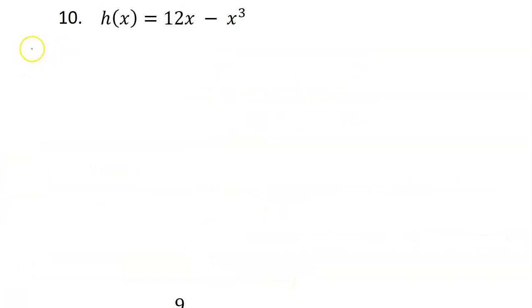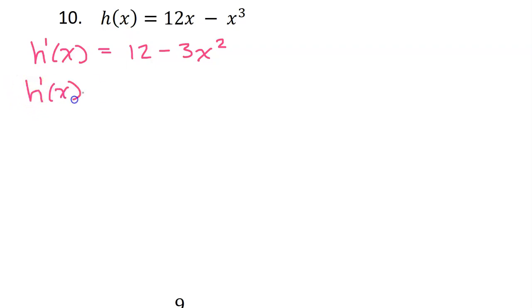Let's do the same thing for number 10. Start by finding the derivative h prime. The derivative of 12x is just 12. And then the derivative of x to the third power is 3x squared. So we have the derivative. In a moment, we will need the critical numbers.